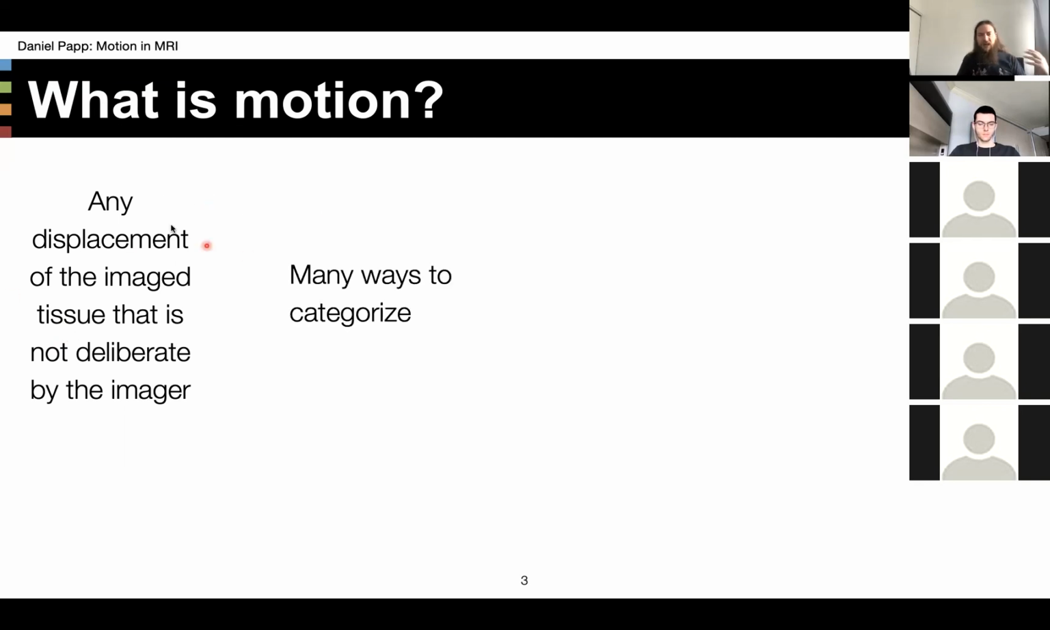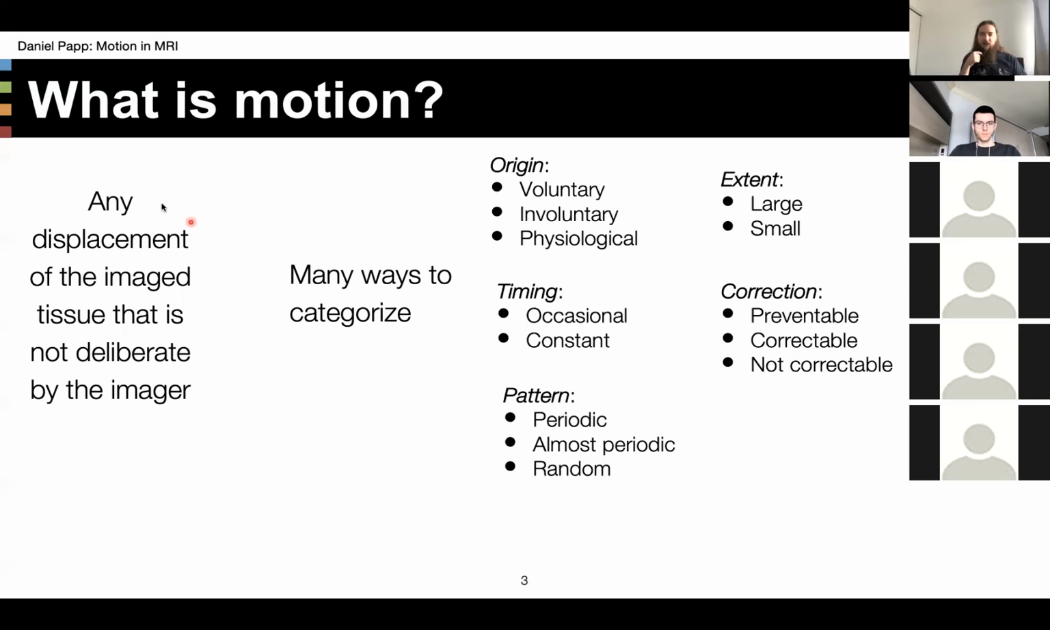And whatever motion we have, we can categorize it in many ways. Any motion you have will fall into some of these categories or some other category that you can come up with. So it can be voluntary, involuntary, physiological, it can be occasional, it can be constant, it can be periodic, it can be random, it can be large, it can be small, it can be preventable, it can be not preventable, it could be correctable, etc.